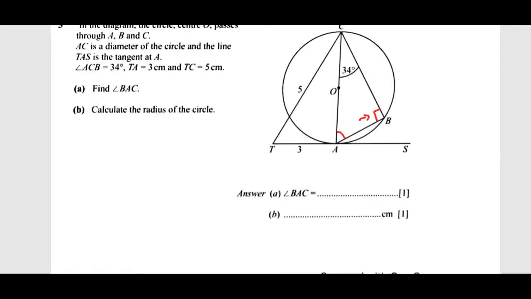What would be this? 56. Very good. 180 equals angle at B, that is 90, angle at C, that is 34, plus angle at A. And when you make A the subject, yes, Tanya, what are you getting as the answer? 56. Very good. Both of you. Excellent. And then the second part says, calculate the radius of the circle. So what would be the radius? Yes.